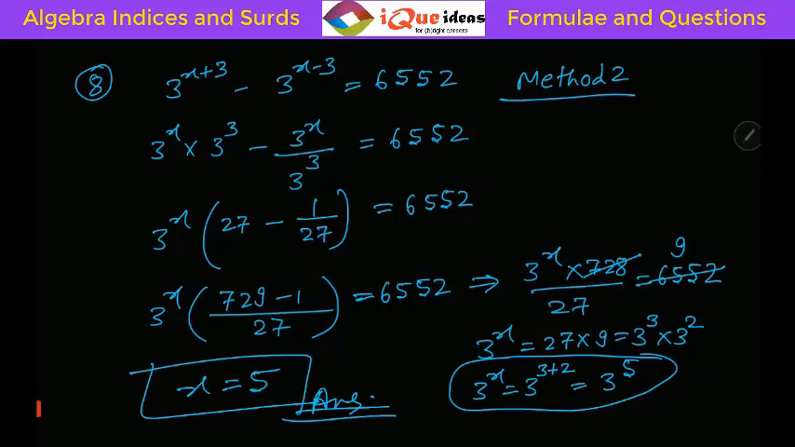I am so sorry. This was question number 9 actually. Okay. Now let's take up one more question. This question says 5 to the power x plus 3 minus 5 to the power x minus 3 is equal to 78120. Now this is a very interesting question.